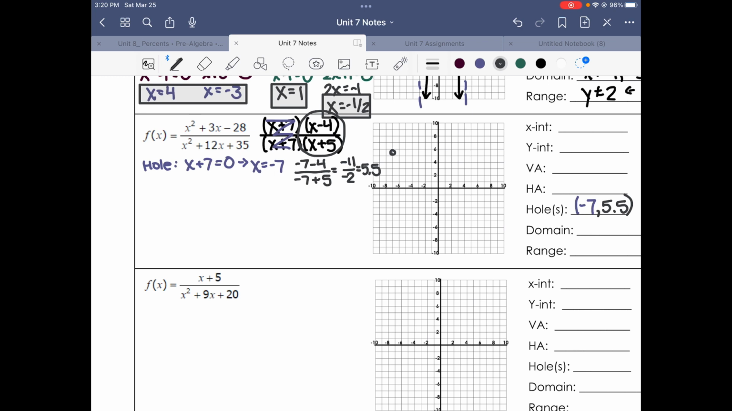Then I'm going to go through the steps that I had done before, but a little bit faster this time so that maybe it sinks in a little bit more. For the vertical asymptote, you set the denominator equal to 0. And the only thing left on the denominator this time is x plus 5, because I crossed out the x plus 7. So if x plus 5 equals 0, then x has to be negative 5, because you would subtract 5 from both sides. So my x-intercept is the point negative 5, 0.